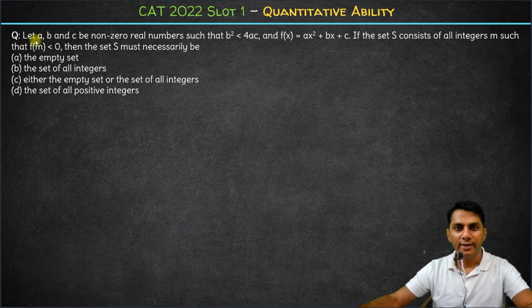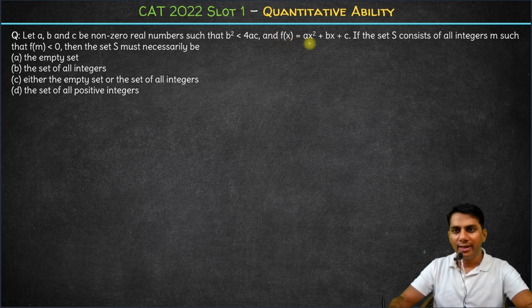Hi. So here we have: let a, b and c be non-zero real numbers such that b square is less than 4ac. Now, a very familiar term, b square is less than 4ac. So we'll come back to this. Let's read the question first.